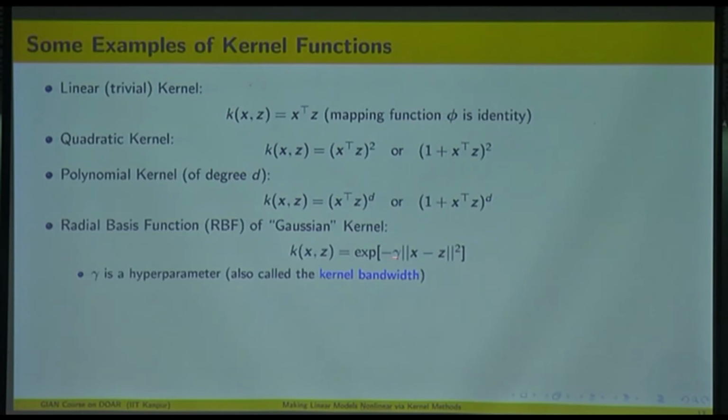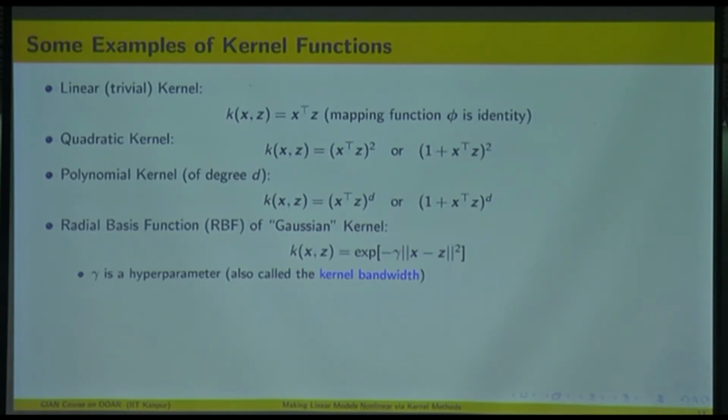Yes, right. In some sense, suppose x and z are very, very far from each other, and suppose gamma is some reasonable value. What will be this k(x, z) if x and z are very, very far from each other? Okay, what is the maximum value that this kernel can take? 1. When will that happen?